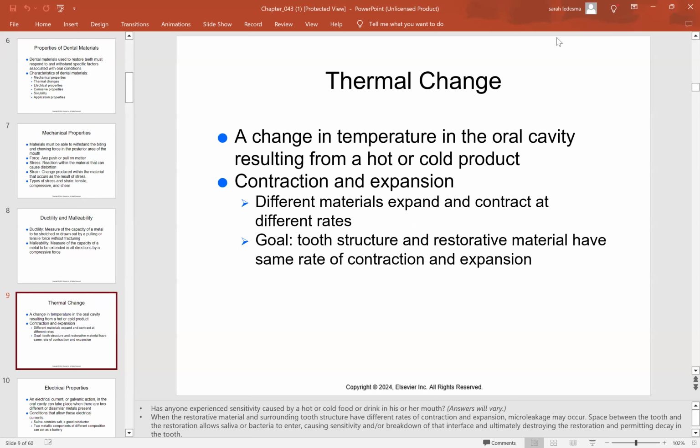We talk about thermal changes. This is any change in temperature within the oral cavity, resulting from hot or cold product. Contraction and expansion: different materials expand and contract at different rates. Our goal for our dental material is that it has the same rate of contraction and expansion as our natural tooth structure.